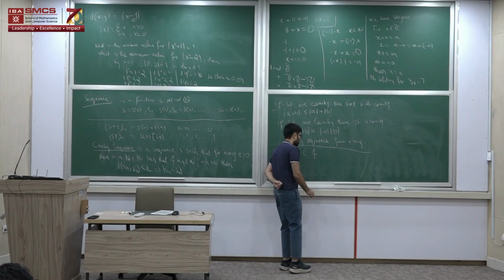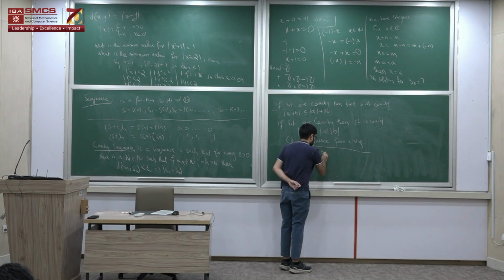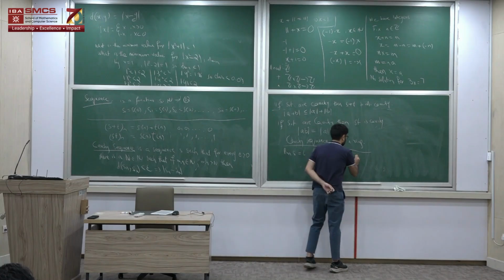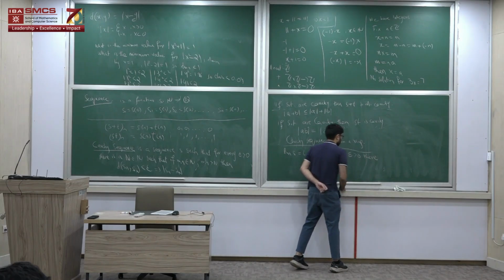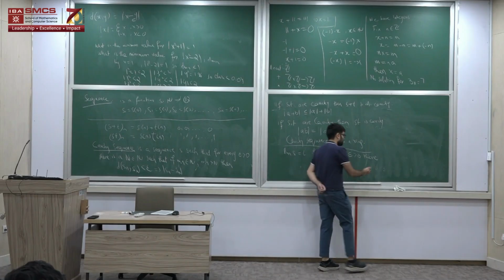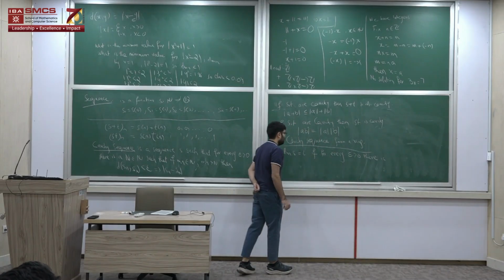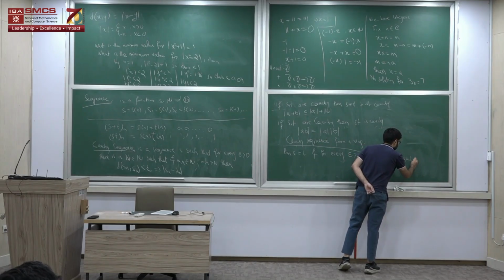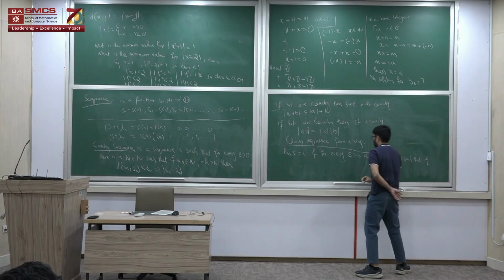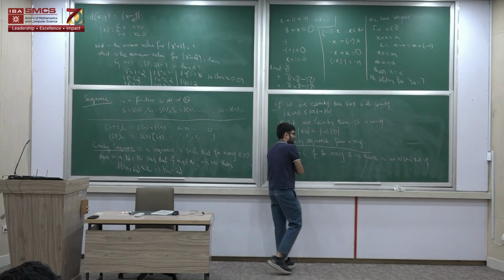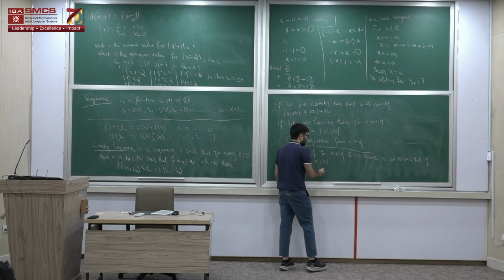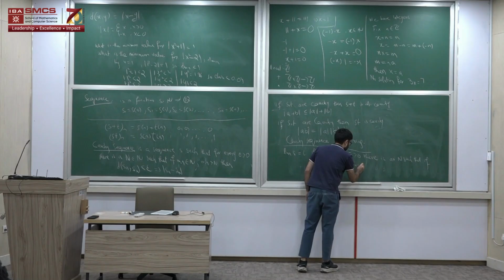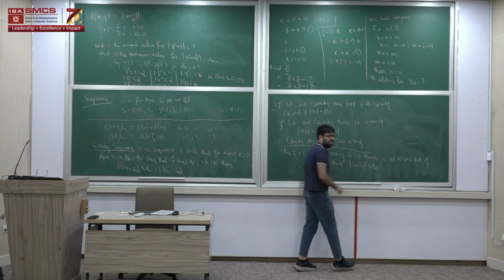if for every epsilon bigger than 0, there is an N such that if small n is bigger than N, then the distance between S_n and L, the limit, is less than epsilon.